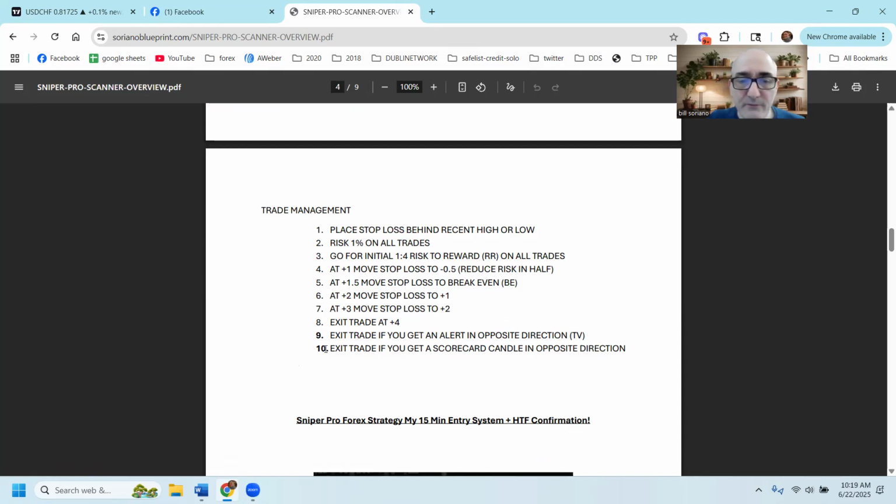And then, of course, number 11 here should be to exit all trades at 3 p.m. or 4 p.m. Eastern time on Friday afternoon, right? Because we would not want to hold these trades over the weekend.